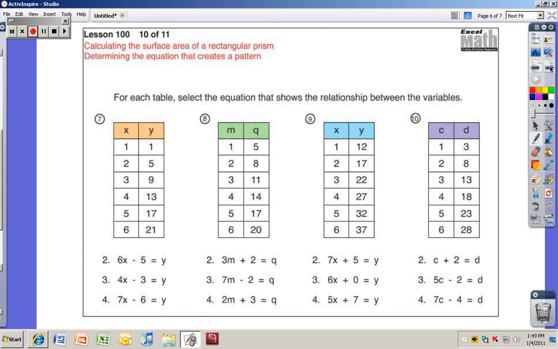Okay, you're going to try these here, 7 through 10. Pick the correct equation. Pause the video when you're ready to see the solutions. Okay, who wants to do this? Emma? Sure. Okay, here goes Emma. She's going to try to pick the right equation for number 7.